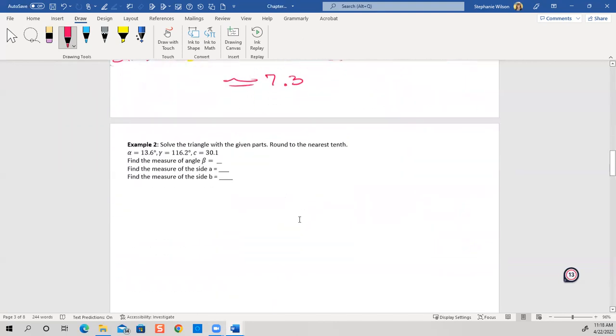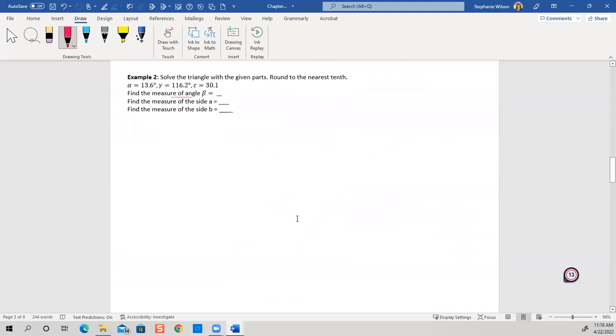Okay, so let's solve example 2. It says this triangle with given parts, round to the nearest tenths again. We are given 2 angles and 1 side. So let's solve for it. I'm going to solve for the missing angle.